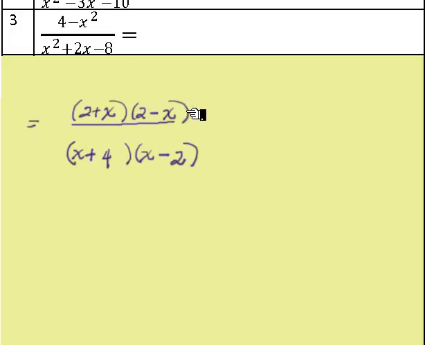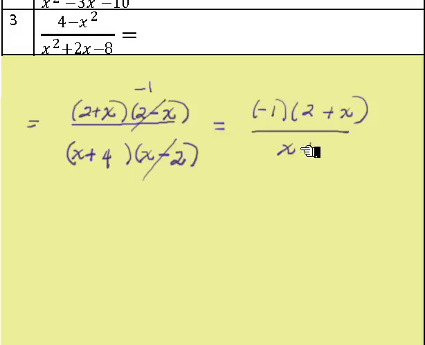All right, now we see here we have a 2 minus x and an x minus 2. Because these are subtractions in different order, we can cancel, but we must replace with a minus 1. So the reduced expression is minus 1 times 2 plus x divided by x plus 4.